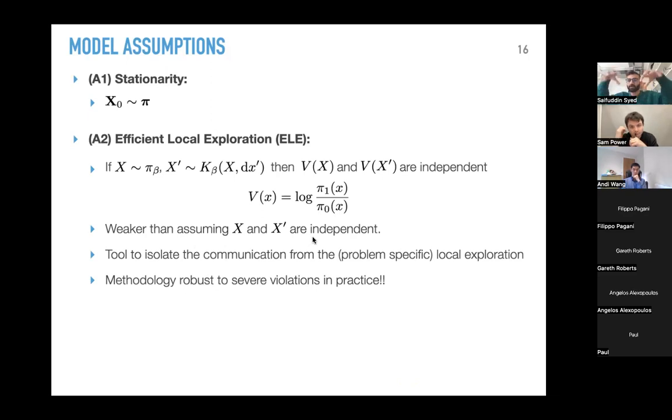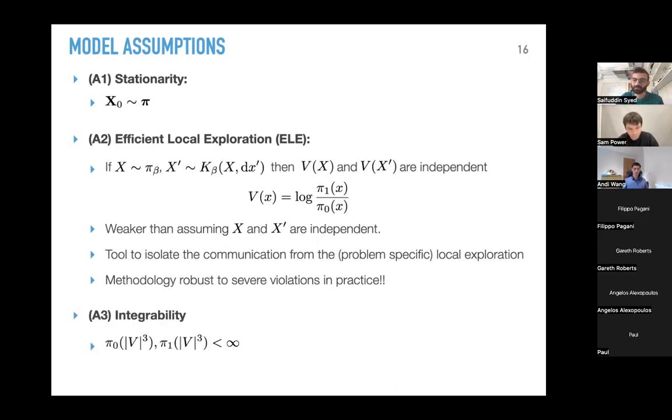But if you have, say, a multimodal target, then the likelihood of one mode is going to be the same as the likelihood of another, which corresponds to, again, asking for efficient well mixing locally. This turns out to be a nice, useful tool to study the effects of communication independent of the local exploration, which is very problem specific. And then we're also going to show the methodology that we developed is extremely robust to severe violations.